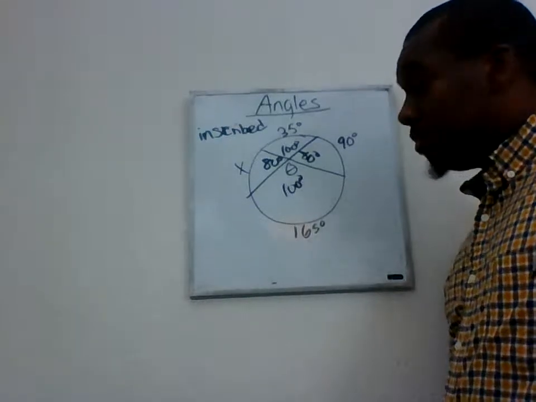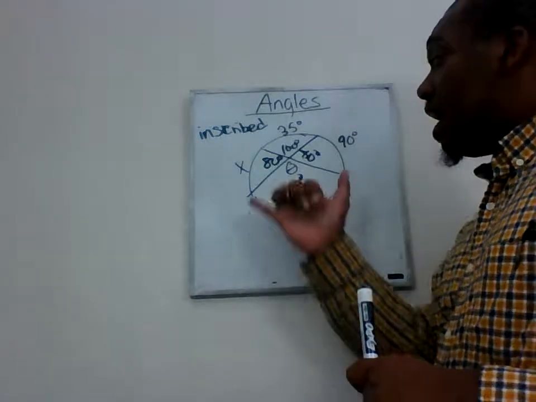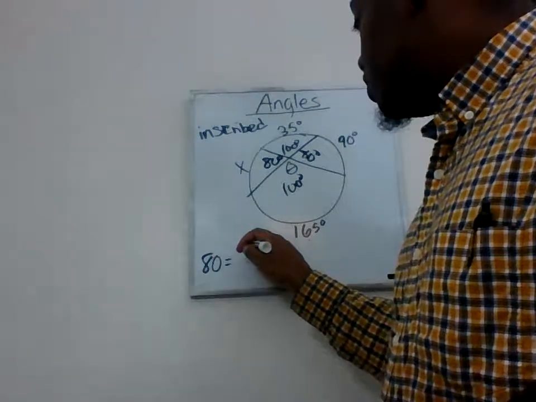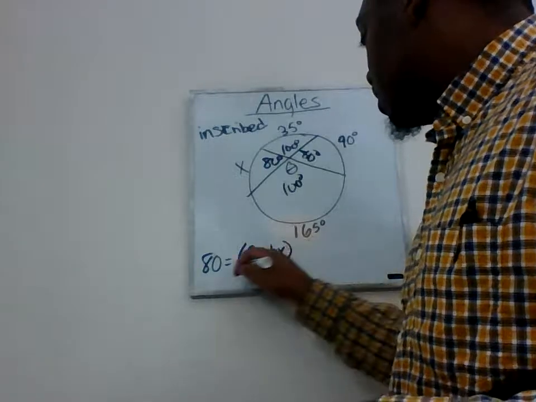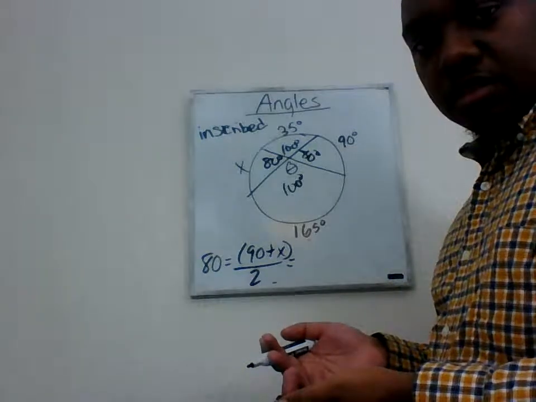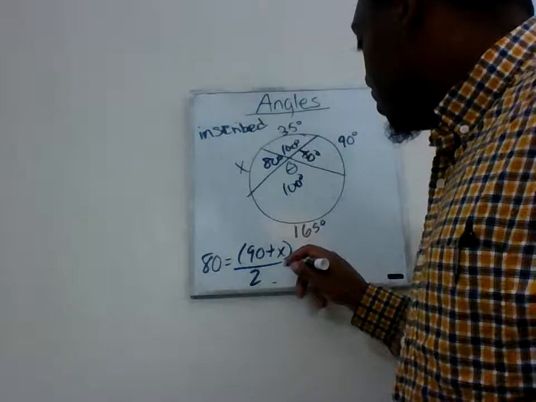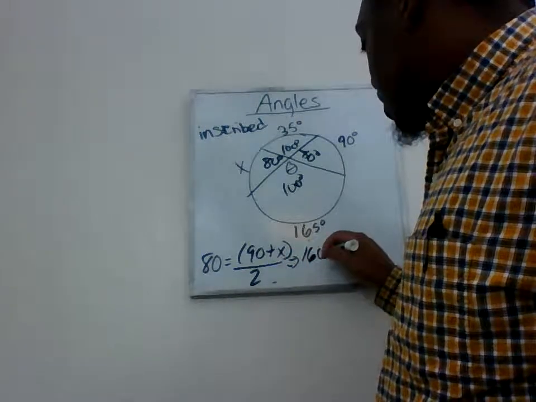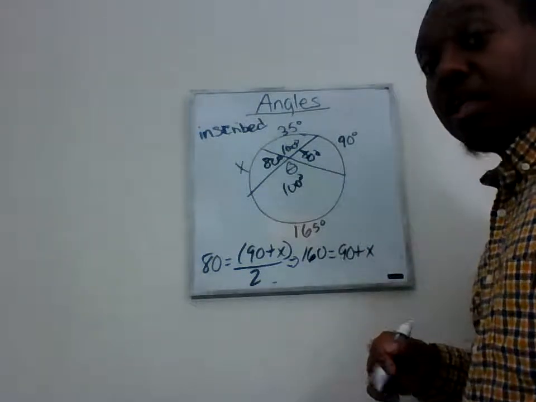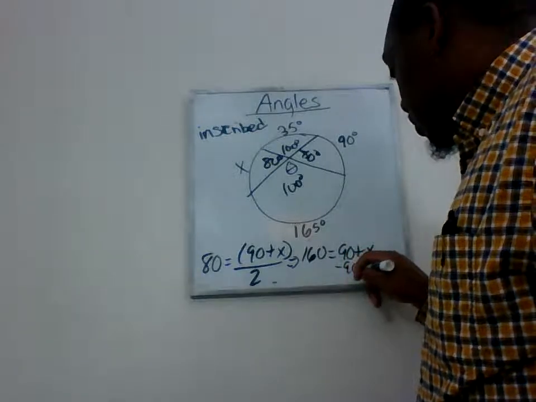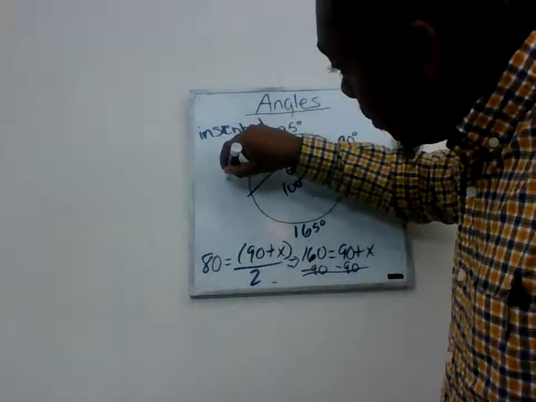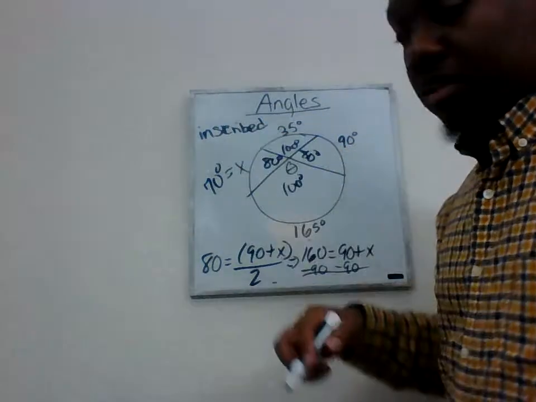Well, remember that the angle, 80 degrees, will be equal to the average of these two arcs. So the 80 degrees will be equal to 90 plus x divided by 2. Well, how would you solve for x? Of course, you would multiply both sides by 2. And so we would end up getting that 160 equals 90 plus x. And then how would you find x now? That's right, you would subtract 90 from both sides. And we end up with that, hey, x is equal to 70 degrees.